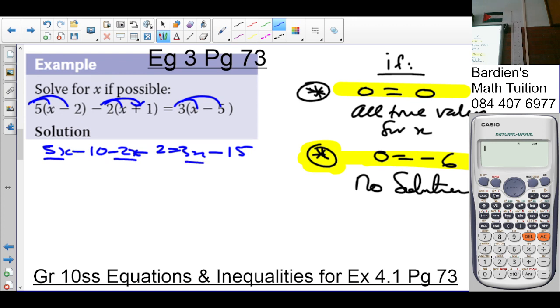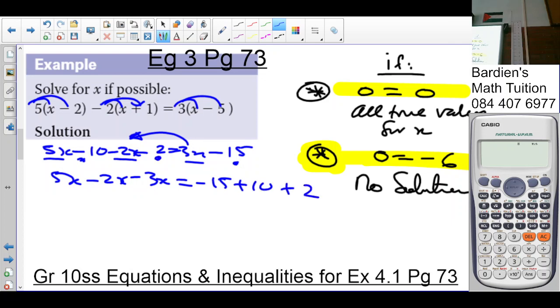So I'm going to keep the x's on one side. So it's 5x minus 2x minus 3x. Can you see that? Equals negative 15 plus 10 plus 2. So you see that cancelled, so it gives you 0x, which is 0. You see that? And then negative 15 plus 10 is negative 5, plus 2 is negative 3. So what do I write? No solution.